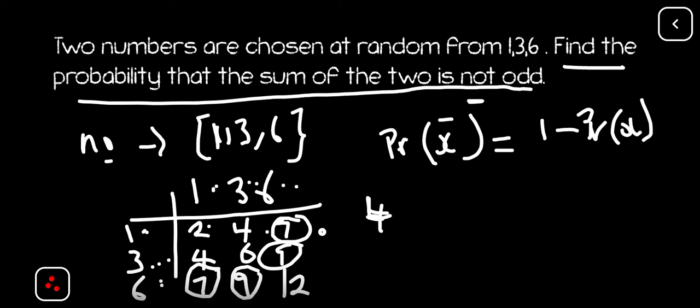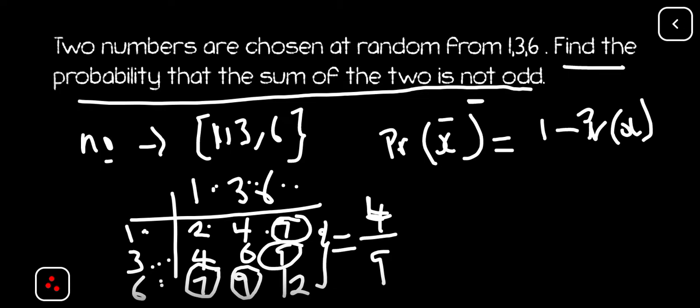So we have 1, 2, 3. So it is actually out of 9. Yeah, because if you count everything here, it's 9. Everything in this sample space is 9. So the probability that it is odd is 4 over 9.